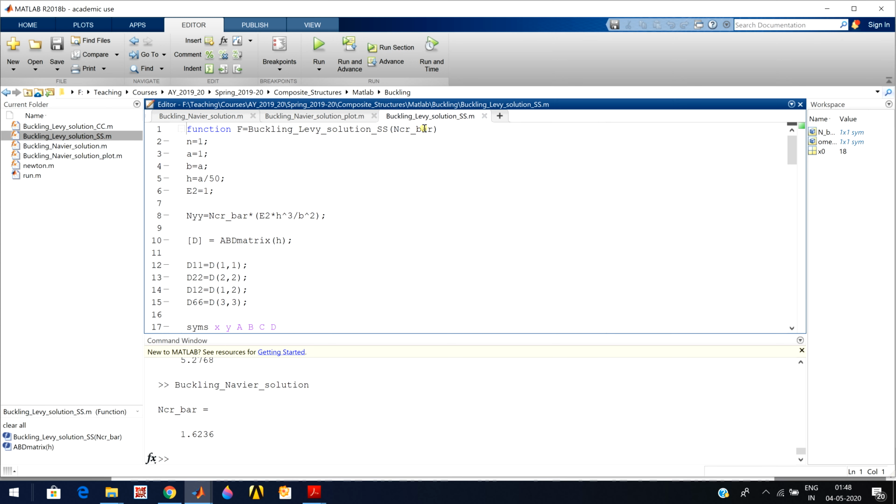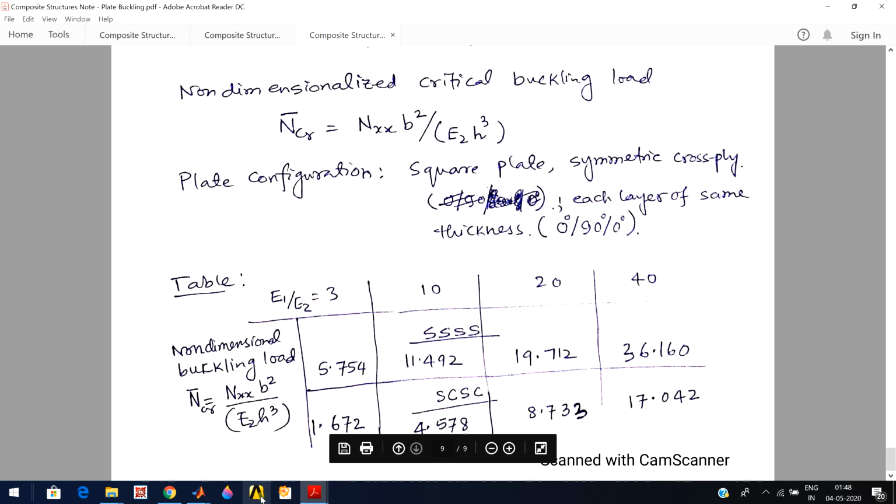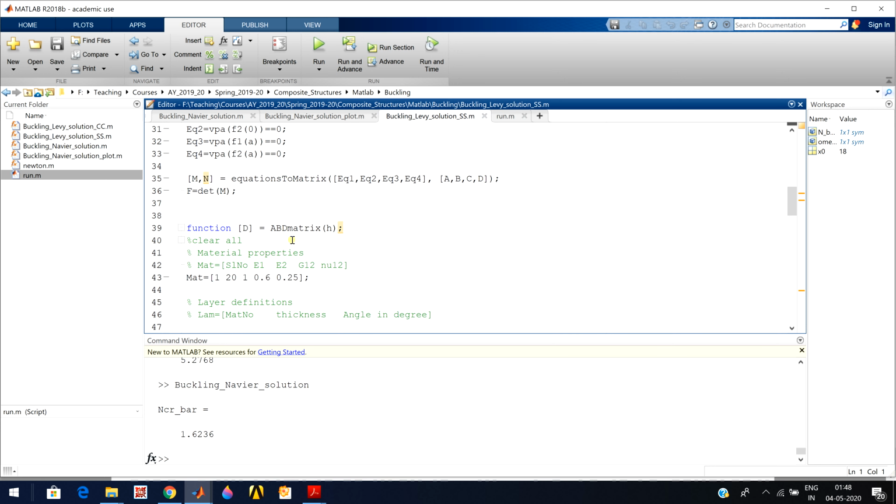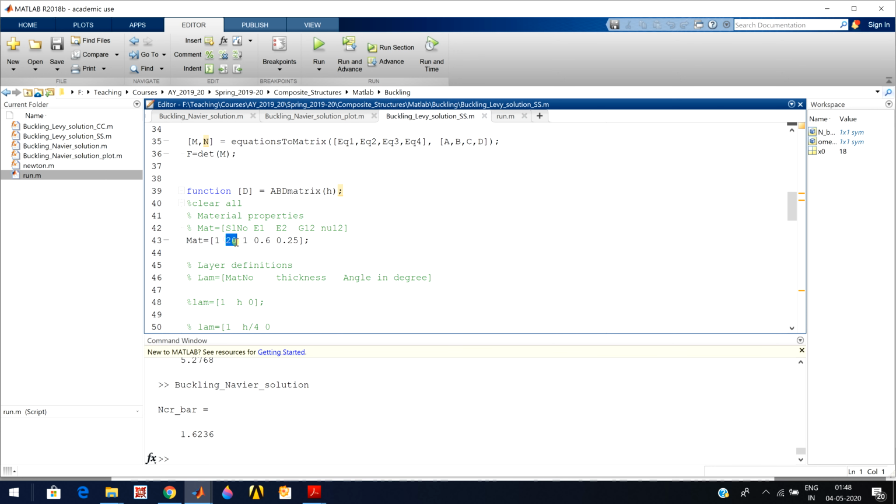So I'll just put this buckling Levy solution SS, simply supported, and here we have used the Newton-Raphson method to solve the characteristic equation, which is again transcendental. So we have many roots. I have to give a guess value, and first one is the simply supported one, and from the table I can see, okay, so let me see which. It is the ratio 20.